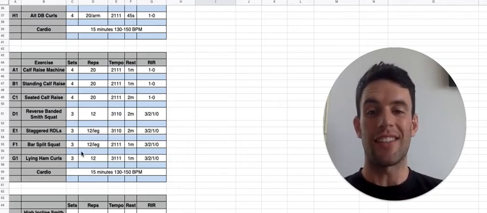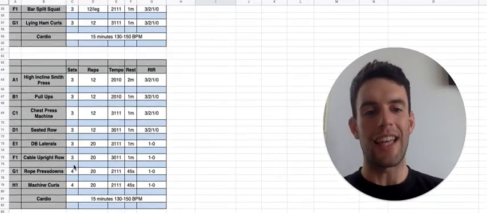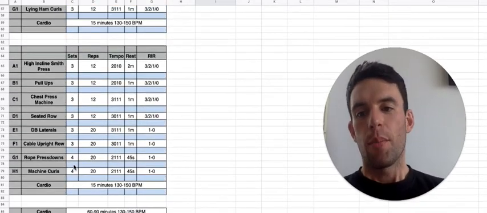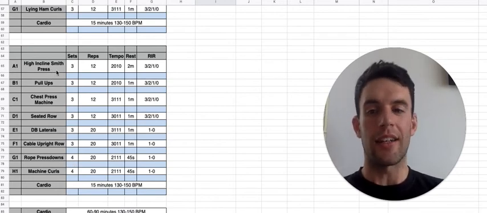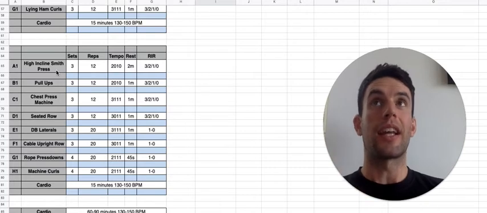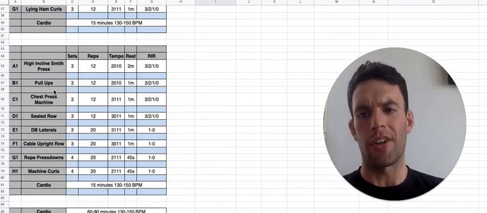Again, nothing fancy here, we're just doing some hamstring work, right? And again, doing the cardio then finally on the last day, well, I still have cardio training on the last day, but we're moving into the upper body day, a high incline Smith press. And again, that's banded, I didn't write it here, but basically I'm trying to get a little bit more upper chest, a little bit more of that anterior delt as well. Again, same parameters. Then we're doing a pull-up.